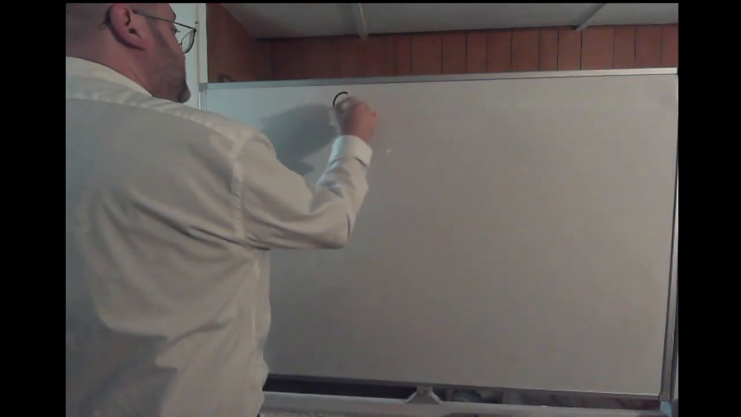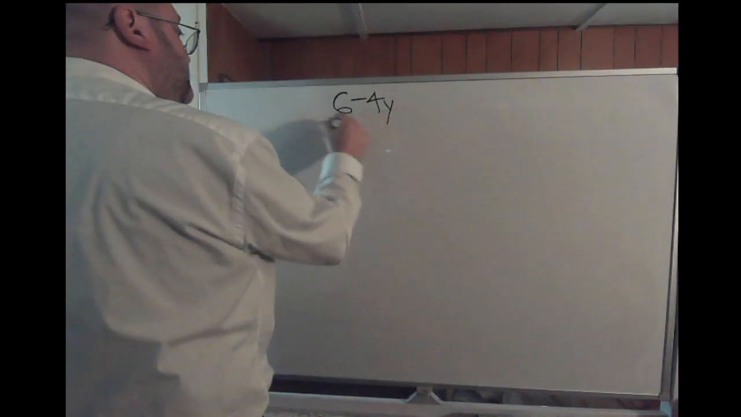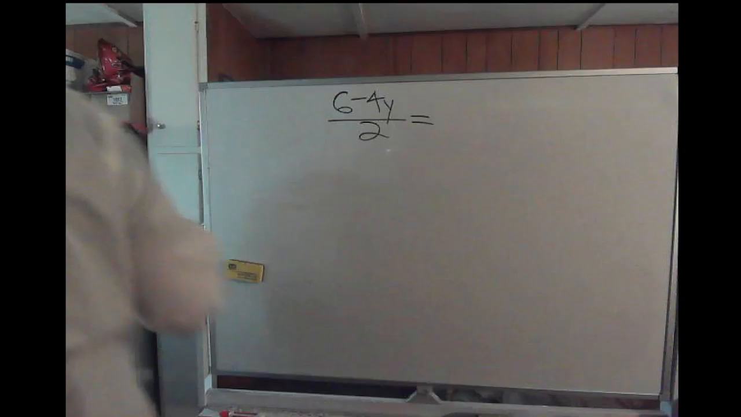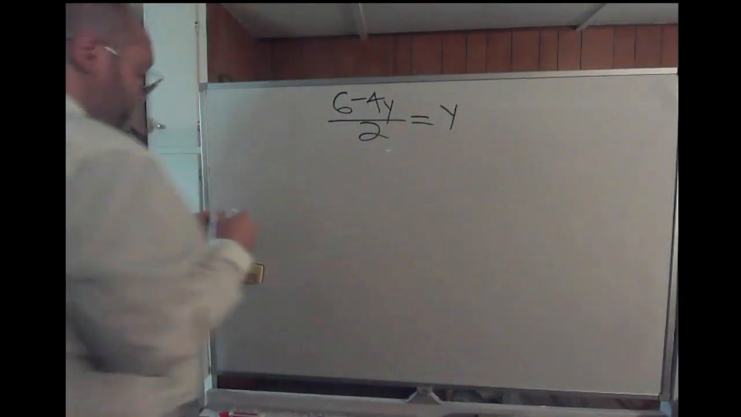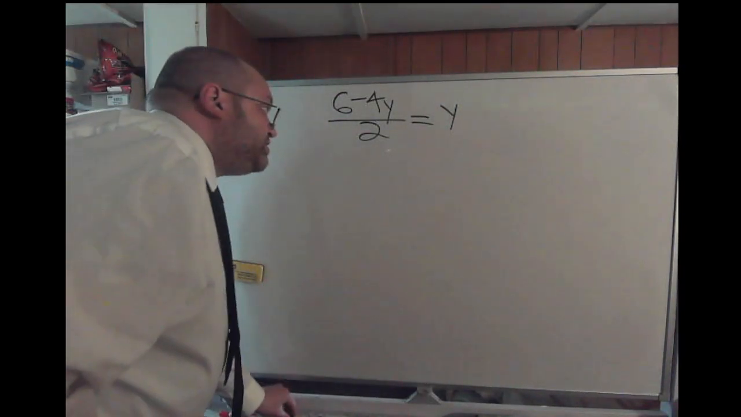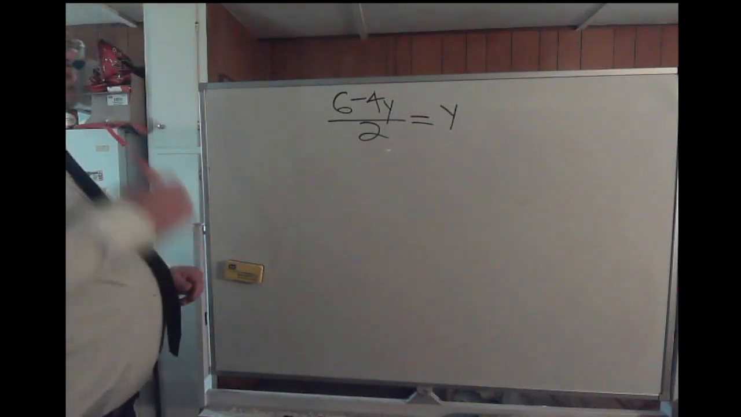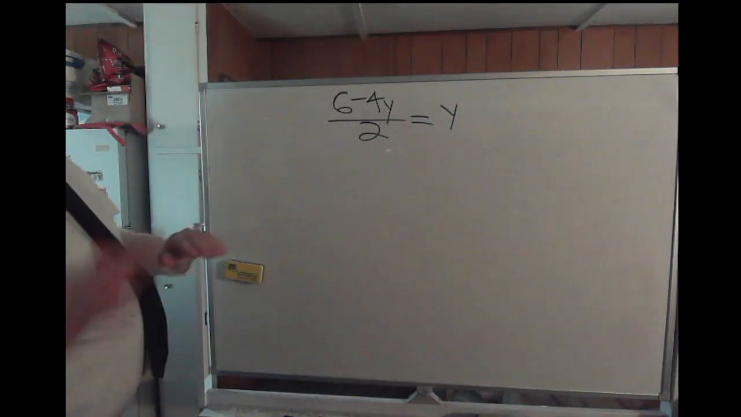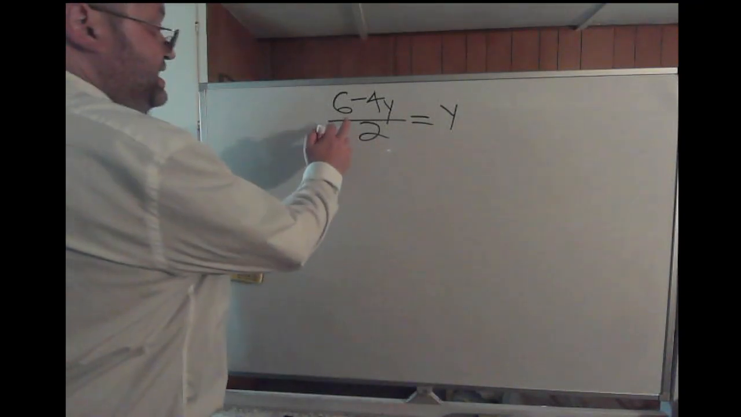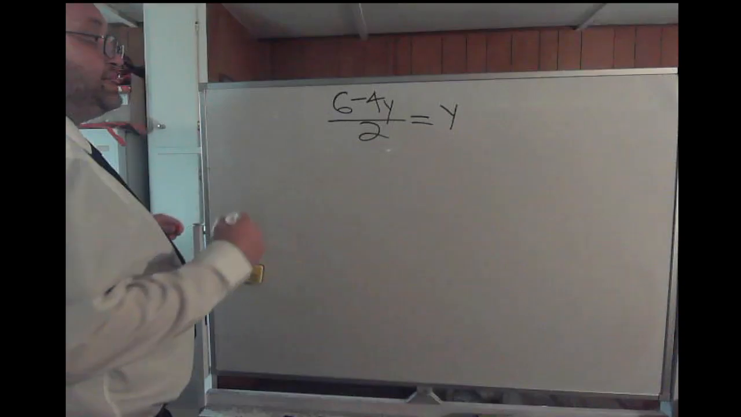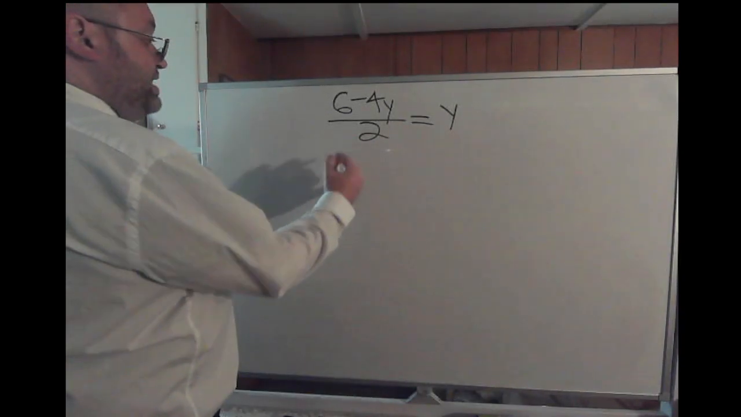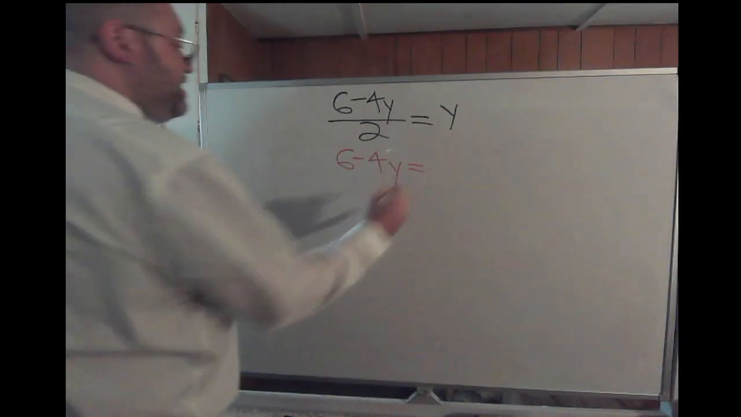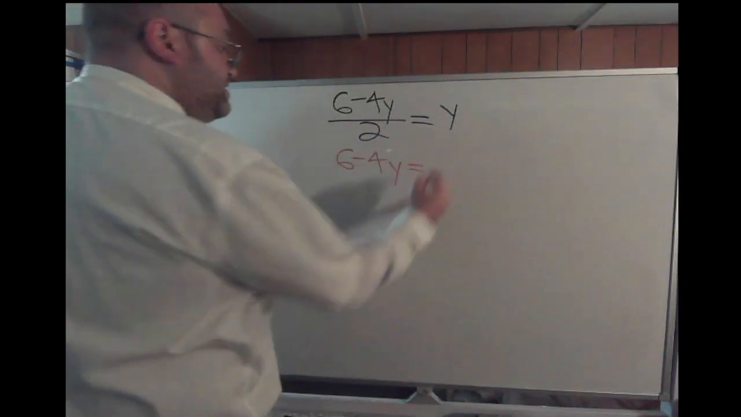Alright, 6 minus 4y all over 2 equals y. First thing I would do, get rid of that denominator of 2 on the left-hand side. What you've got to do to get rid of the denominator of 2 is multiply the whole thing by 2. You multiply the left side by 2, you'll just simply get 6 minus 4y. But what you do to the left side, you've got to do to the right. You've got to multiply that y by 2, you'll get 2y.